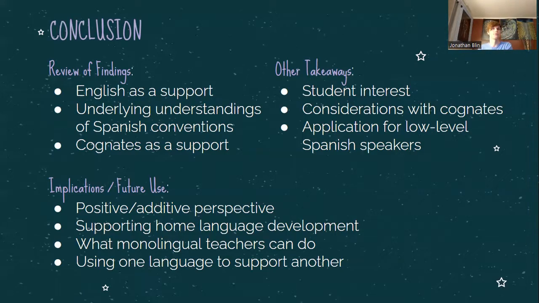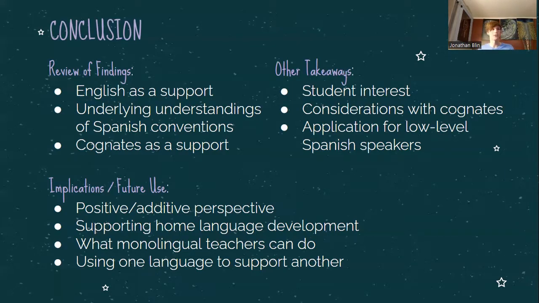And then the application for low level, I say Spanish speakers, but I mean Spanish speakers who are learning English, right? So low level English speakers, really what I meant to say there. The application is that we said English can be used as a support for Spanish. The same goes the other way around. If you're learning English, Spanish can be that support. When you're in those lower levels of English proficiency, that's when a home language can be helpful.